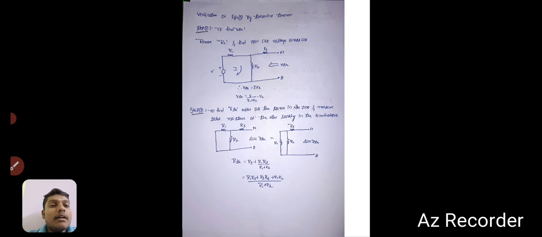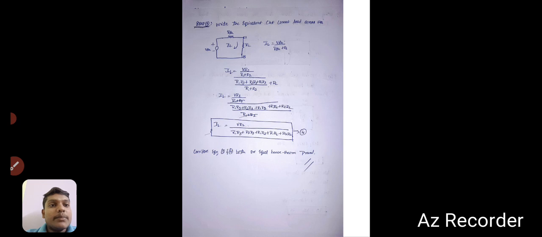To find RTH, remove all sources so the network is at 0, and measure the total resistance looking into the terminals. Now let's take the circuit. RTH is equal to R3 plus R1 into R2 divided by R1 plus R2. Now it becomes R1 into R3 plus R3 into R2 plus R1 into R2 divided by R1 plus R2.